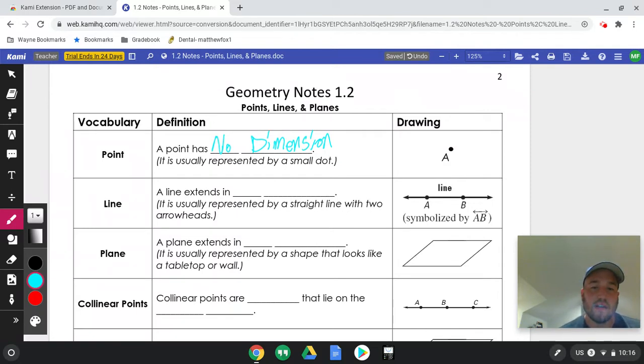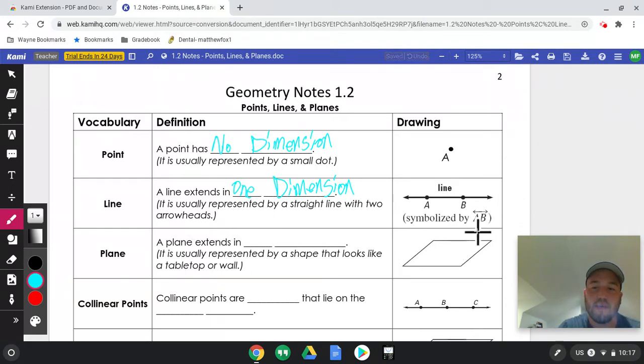On the other hand, a line is going to extend. So a line will extend out in one dimension. Now, some of you might be thinking it goes in two directions, and I agree with you. It goes in two directions, but that is just one dimension. And something key to look at here, this line goes through these two points, and it's symbolized right here by AB with this double arrow over the top. A line extends forever in both directions. So that's why it has an arrow on each side.